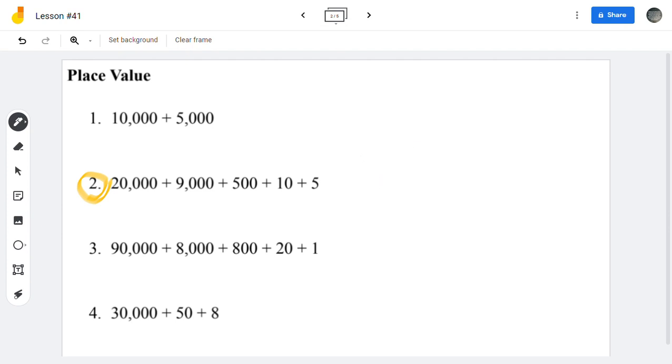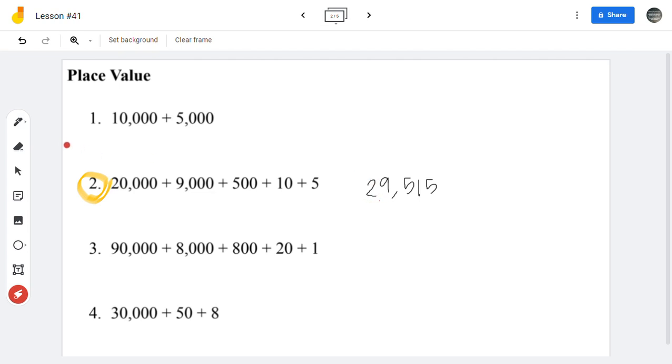So you should get 29,515. The way I know this is because, as I've said, 5 would be in your ones place, which it is in your final answer. 1 is in our tens place because 10 is our tens place. And 5 is in our hundreds place. 9 is our thousands place. And 20,000 is in our 10,000s place with the 2.